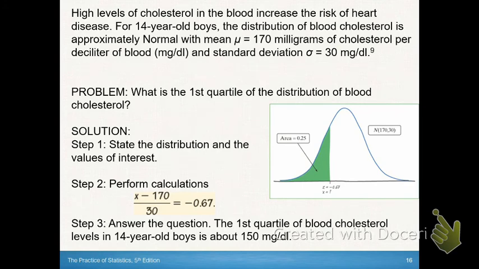Once we know the z-score, we plug that into the z-score formula along with the mean of 170 and the standard deviation of 30. And then this time we'll be solving for x. We'll be solving for that cutoff value. And when we solve for x, we get 150. So to answer our question, the first quartile of blood cholesterol levels in 14-year-old boys is about 150 milligrams per deciliter.